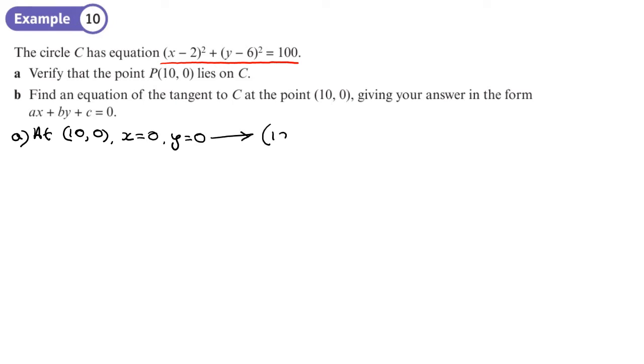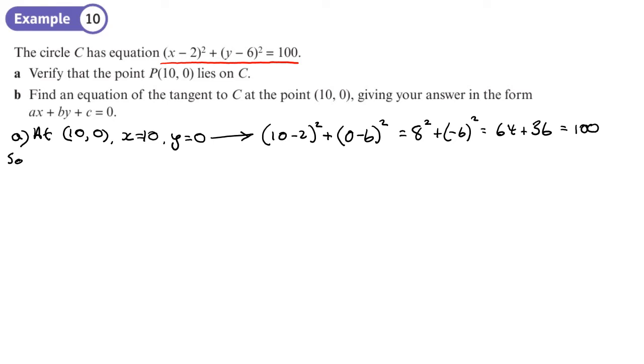So we'll get 10 minus 2 squared plus 0 minus 6 squared. We want to see what that gives us. So it's going to be 8 squared plus negative 6 squared, which is 64 plus 36, which is 100. Okay, so we've just verified that it goes through that point. Yeah. So P is on the circle C.